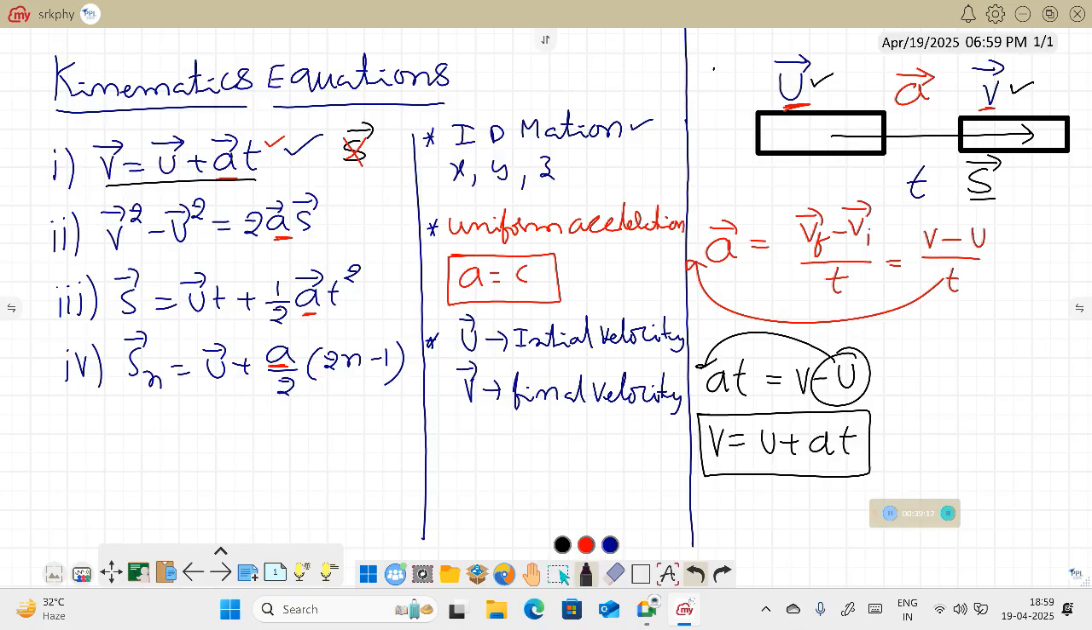Second equation: when you have to use this equation? What is not there in the second equation? Time is not there, right? In the question, if the time is not given, you have to use the second kinematic equation. Third one. What is not there in the third equation? Velocity. Which velocity? There are two velocities.